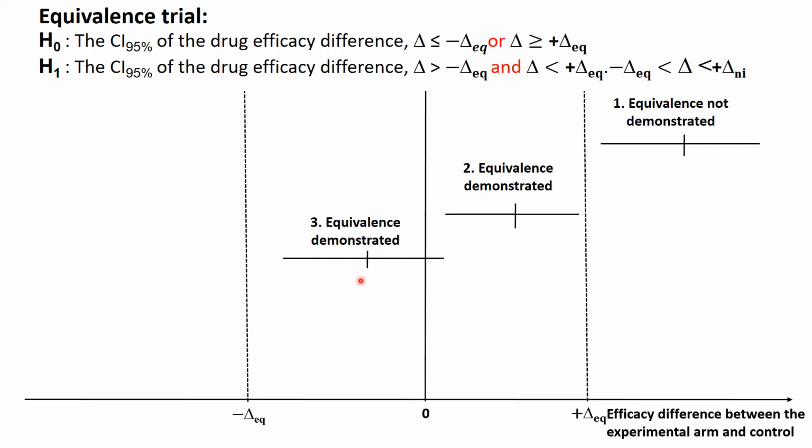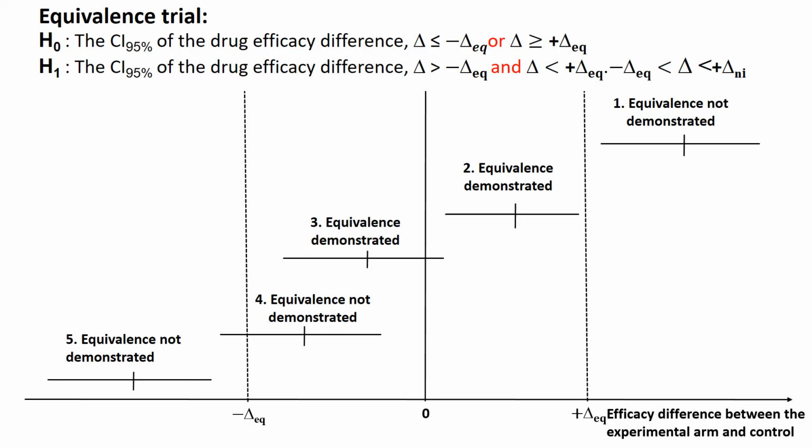The third one is also demonstrating equivalence. The fourth one, the lower class boundary has crossed the non-inferiority. Since we are now dealing with equivalence, we could call it the negative equivalence threshold. As you can see, it has crossed, so this is not demonstrating equivalence. The fifth one, as you can see, has crossed completely, so it's not demonstrating equivalence either. Clap for yourself if you got everything right.